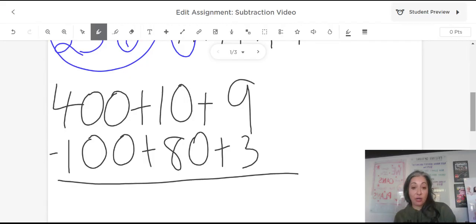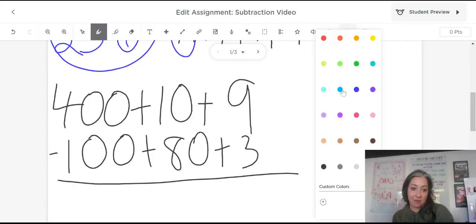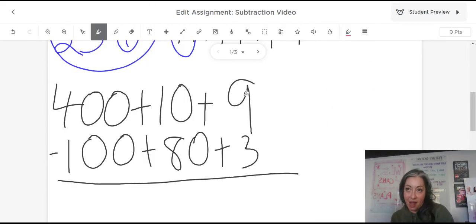So I'm just going to start with my ones just like before. Okay, I'm going to use a different color to show it. I have 9 ones. I want to take away 3 ones. 9 minus 3 ones is going to be 6. Okay. Now it's a little bit easier to see here. I have 10, and I need to take away 80.